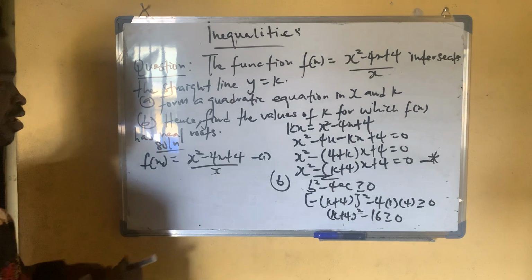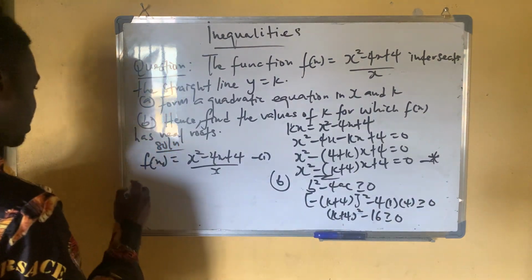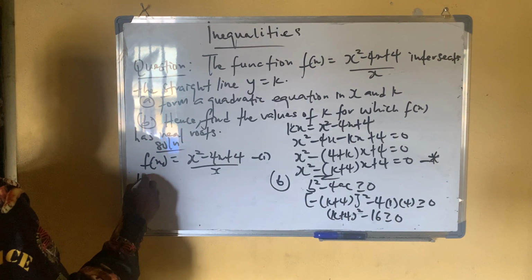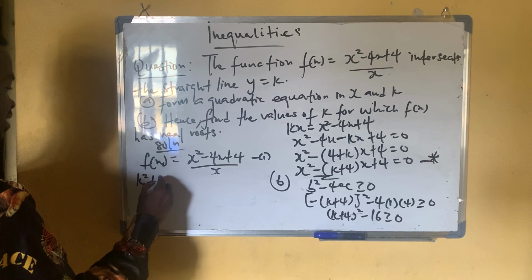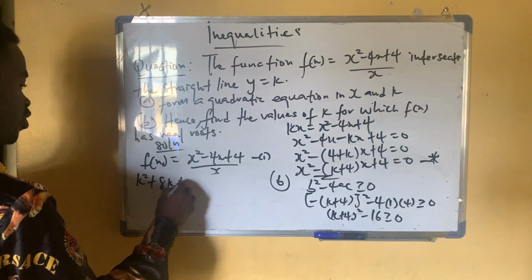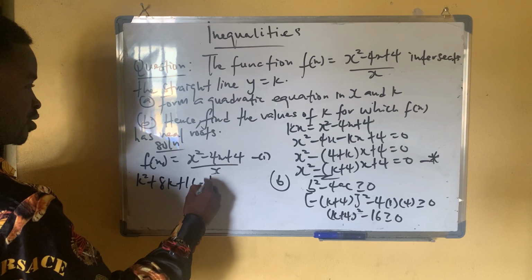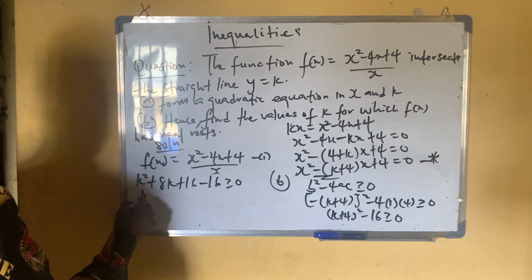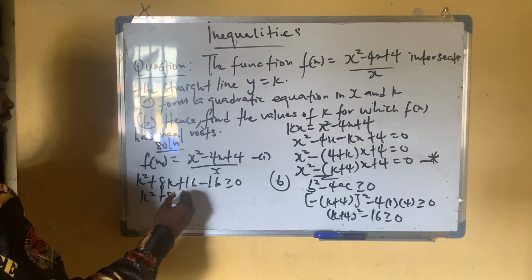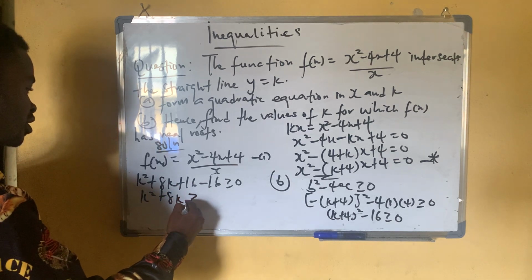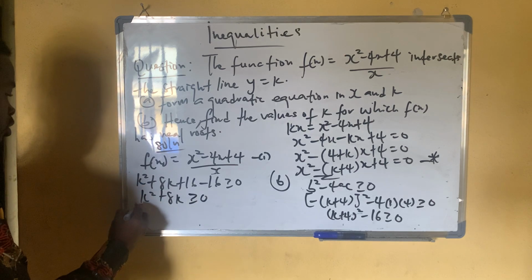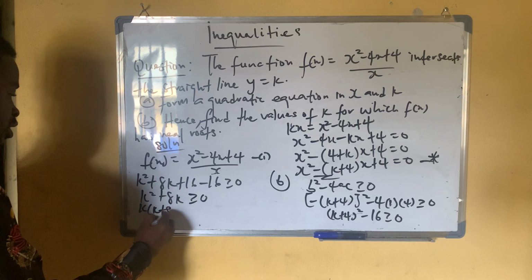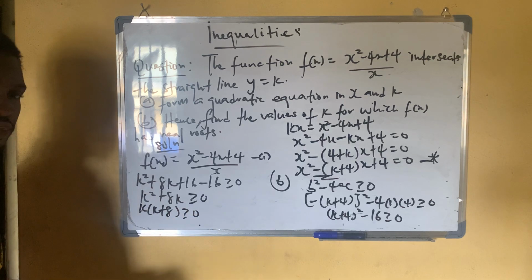Okay, so that's what we have here. If I expand this, I have k squared plus 8k plus 16 minus 16 greater than or equal to 0. So this is k squared plus 8k, 16 minus 16 is 0, greater than or equal to 0. k is common, so I have k times (k plus 8) greater than or equal to 0.